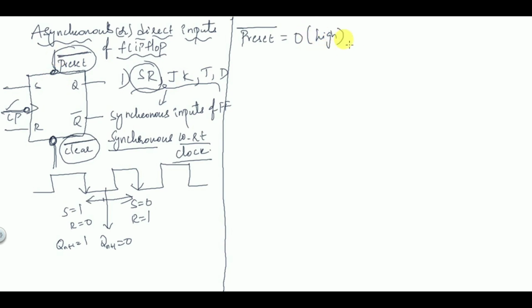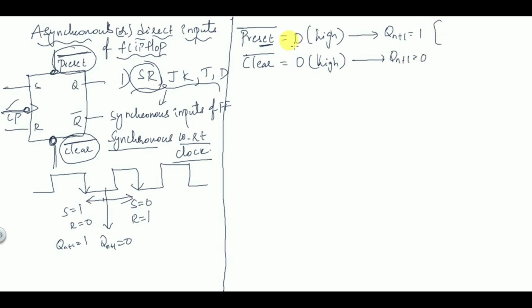So when preset is given with 0, then you can set Qn plus 1 equal to 1. So in the name, only the preset. If you want to set, you can give this as 0, and if you want to clear it, that is clear bar is equal to 0. If you are given with clear bar is equal to 0, then Qn plus 1 is equal to 0.